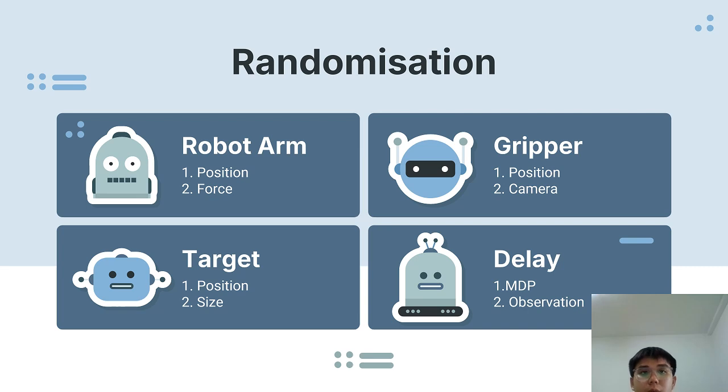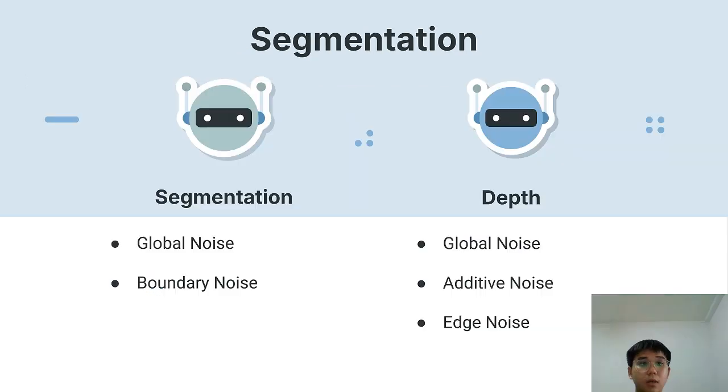Furthermore, they try to mimic the simulation as a real-world problem. Therefore, they apply randomization on each domain, like the force and position of the robot arm. They also adjust the position and the camera of the grasping arm. Furthermore, they place different size targets in different positions. Then they modify the time step of the Markov decision process and the observation time of each experiment. After that, they also add some noise into the segmentation and depth of the image.